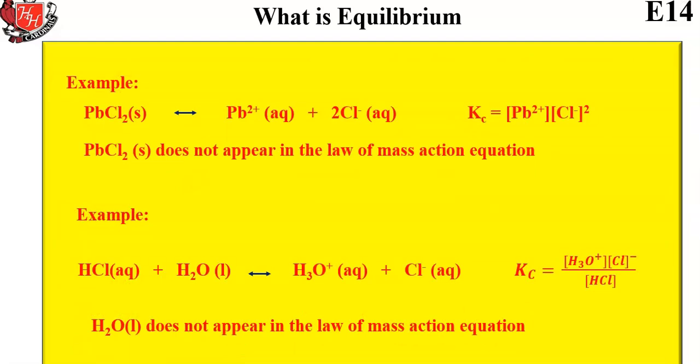Okay, so there's the same example up on the top of this slide. Down at the bottom, there's just the alternate example. If you have hydrochloric acid in water, it produces hydronium and chloride in aqueous solution. So everything there is aqueous except the water, H2O, which is liquid. That's a pure liquid. And therefore, you include all three aqueous substances in the law of mass action, but you do not include the water because it's a pure liquid.